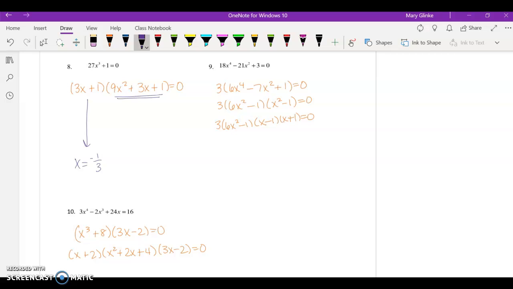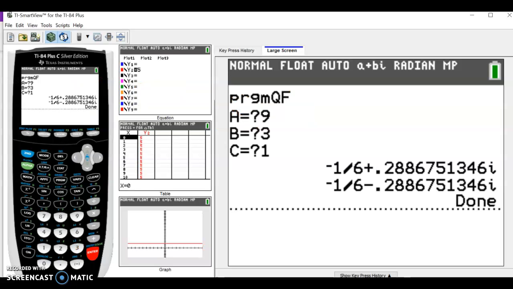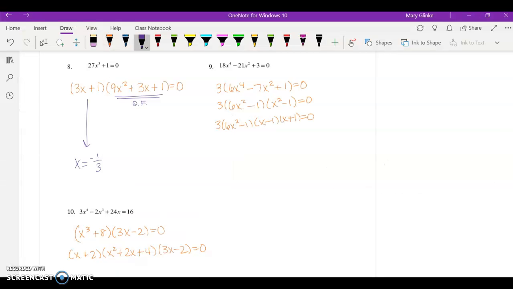So anytime you use your sum and difference of cubes, since it doesn't factor further, if you have to actually solve it, you're going to have to use your quadratic formula, without a doubt, okay? If decimal answers are okay, that's great, and we can just type this in on our calculator with A being 9, B being 3, and C being 1. But unfortunately, we do get that decimal answer. So if decimals are okay, that's fine.